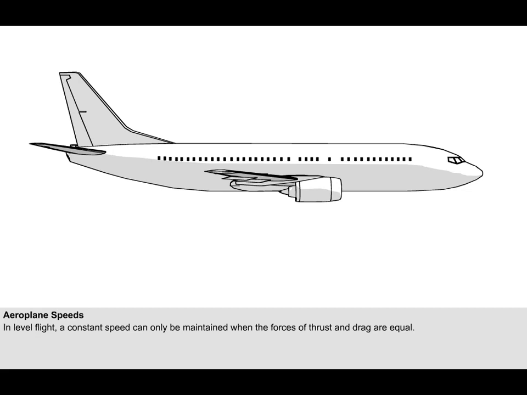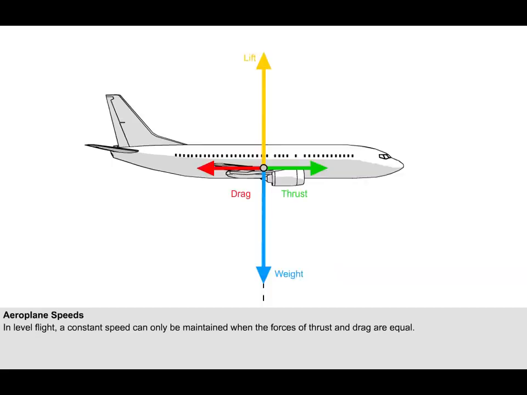Firstly, let us examine what we mean by an aeroplane's maximum speed. You will have learnt from earlier lessons that an aeroplane will remain at a constant speed when the forward and rearward forces are balanced, as shown here. In this case, thrust is equal to drag. In order for the aeroplane to accelerate, thrust must exceed drag.